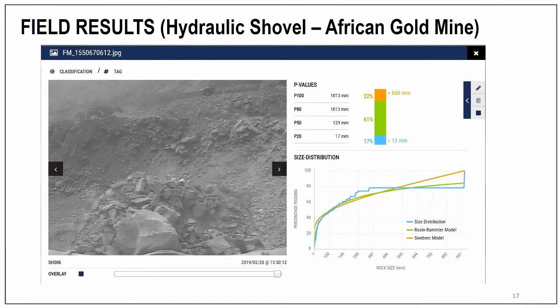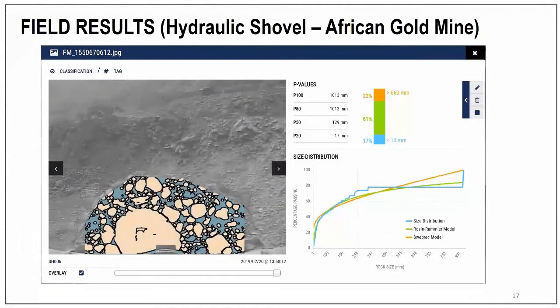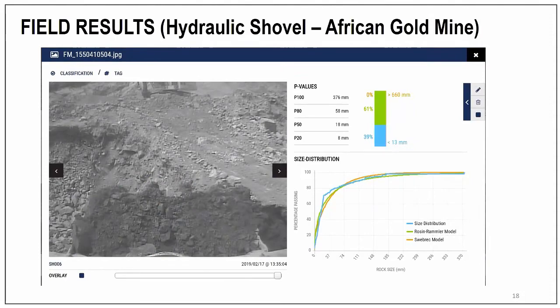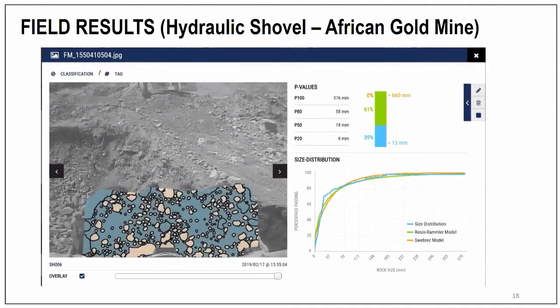Again, another example with a boulder. This is a live boulder detection. If it detects one, you say, don't drop it, drop it outside. So that's more than a meter rock. You can see large sizes and so forth. These are all from the same shovel, and I chose this one because it has lots of fines.